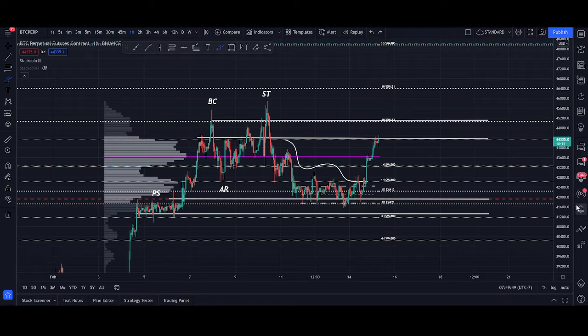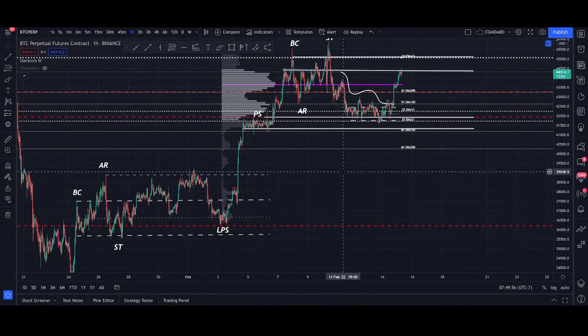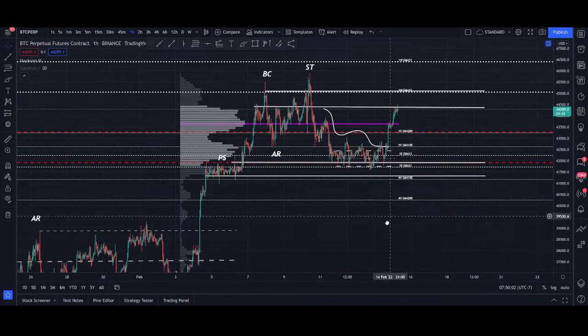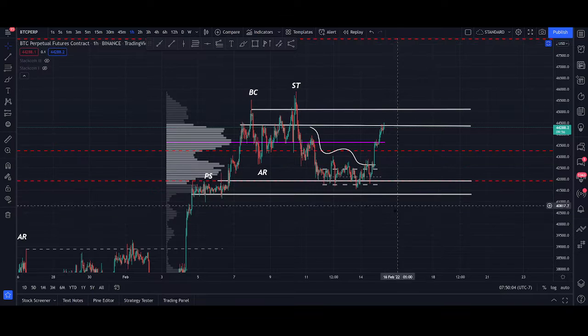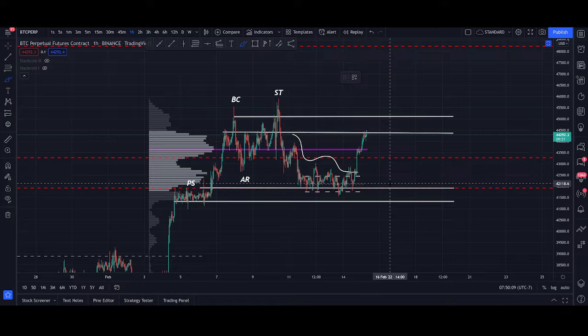All right, guys, we're back. We're looking at a pretty classic reaccumulation. We're using the BTC Binance contract, the perpetual futures. And here we have the structure. Let me turn off the Stack Coin 3 indicator, which is an SMA and EMA indicator.